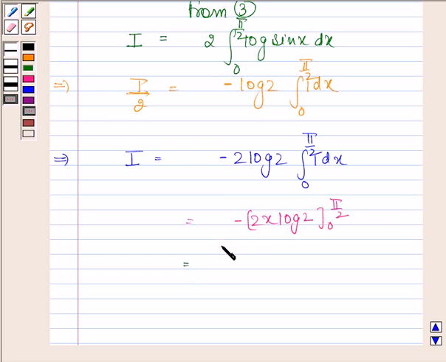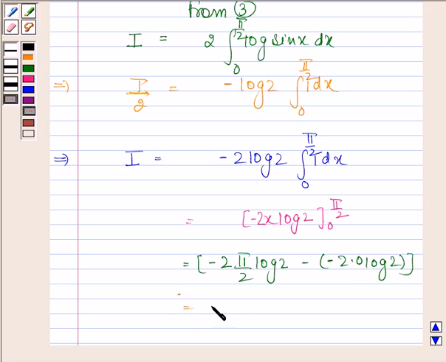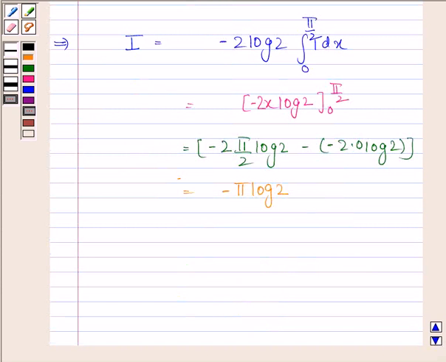Now substitute the value of upper limit. So we have minus 2 into pi by 2 log 2 minus 2 into 0 into log 2. Now this is equal to pi log 2, with that minus sign. Hence our required answer is minus pi log 2.